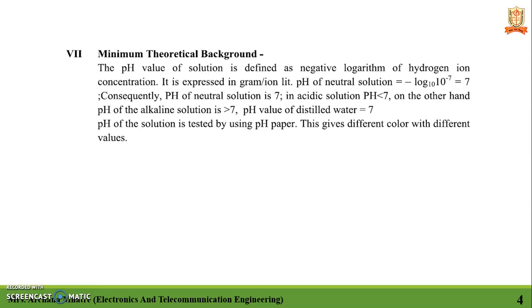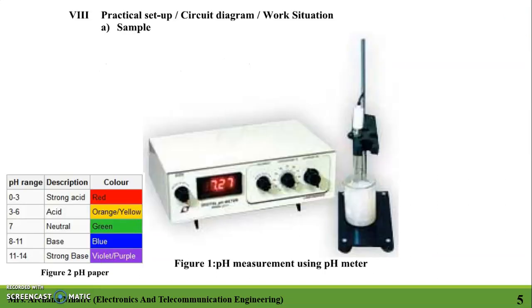The pH of a solution is tested by using pH paper. This gives a different color with different values. In this practical, we will use the pH paper and check the color, and according to that, we will decide whether the solution is acidic, alkaline, or a neutral solution.